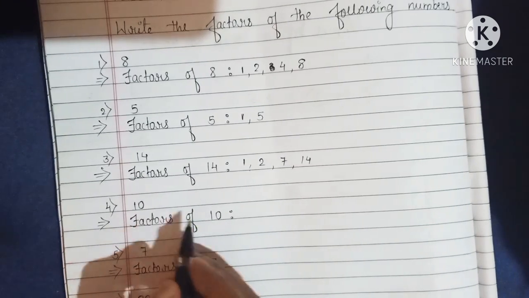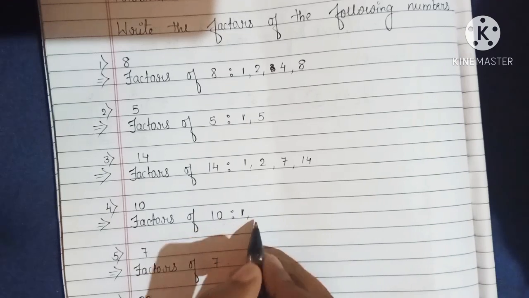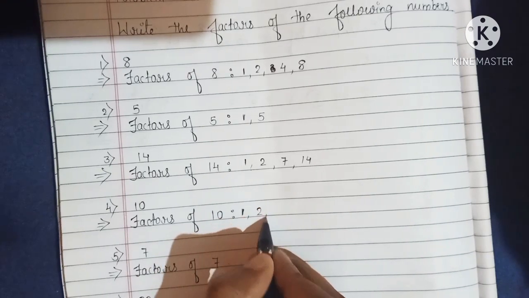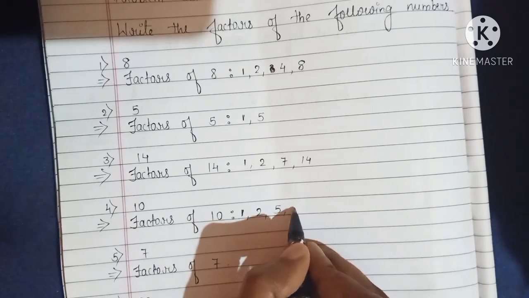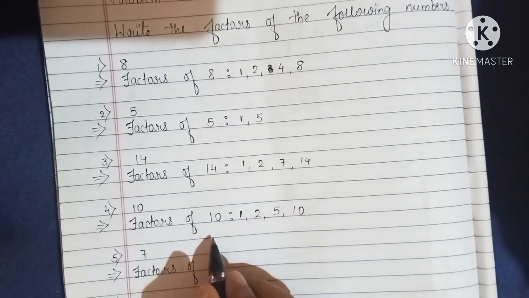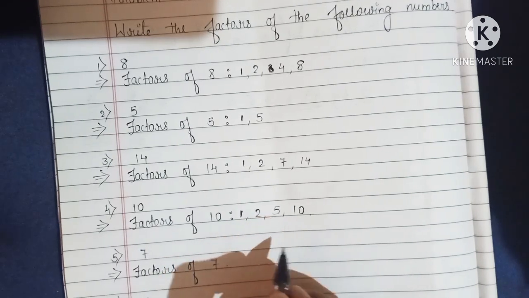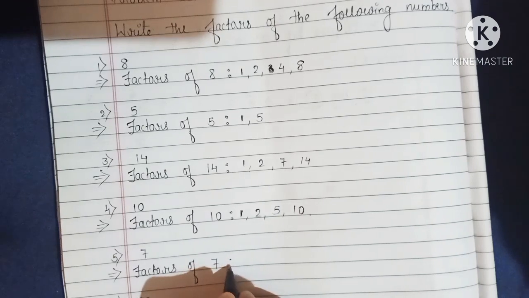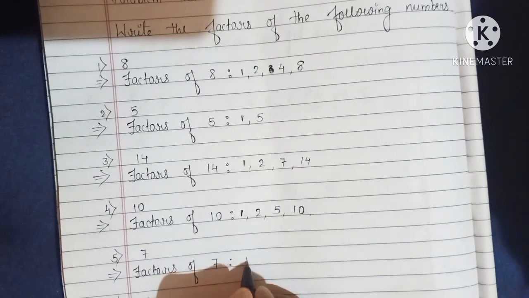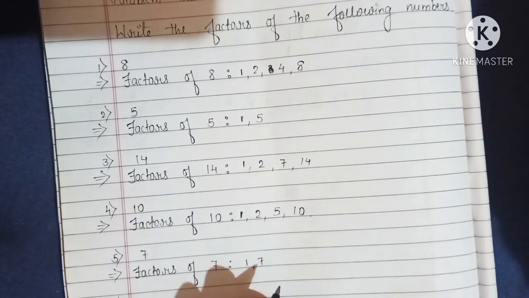The next number is 10. For the factors of 10, first we will write 1. It is divisible by 2 because 2 5s are 10. After that 5, 5 2s are 10, and after that 10 1s are 10. So 10 has only 4 factors: 1, 2, 5 and 10. The next is the factors of 7. 7 is divisible by only 1 and 7 because 7 is a prime number. It doesn't go in any table except its own table and 1's table.